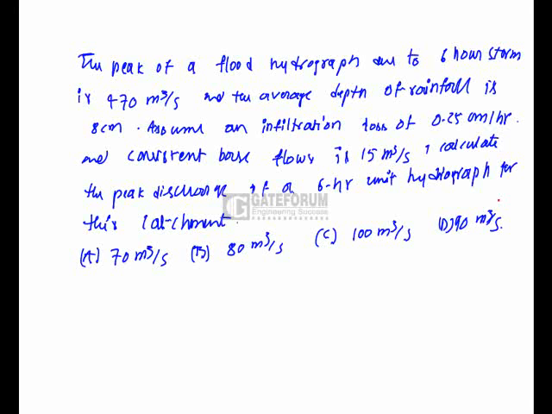Peak of a flood hydrograph due to a 6-hour storm is 470 cubic meters per second. The average depth of rainfall is given as 8 centimeters. Assume an infiltration loss of 0.25 centimeters per hour and a base flow of 15 cubic meters per second. Calculate the peak discharge of the 6-hour unit hydrograph for this catchment.